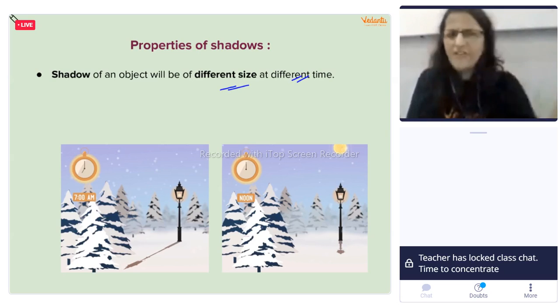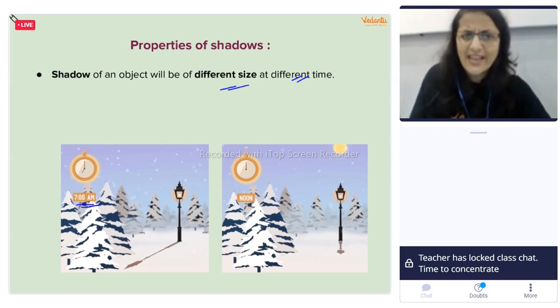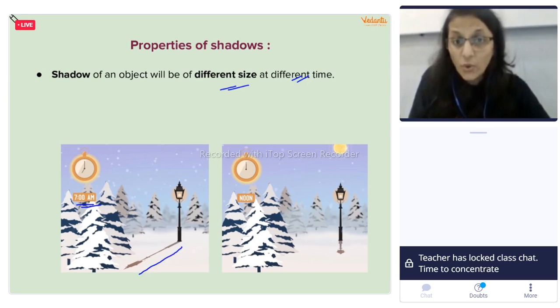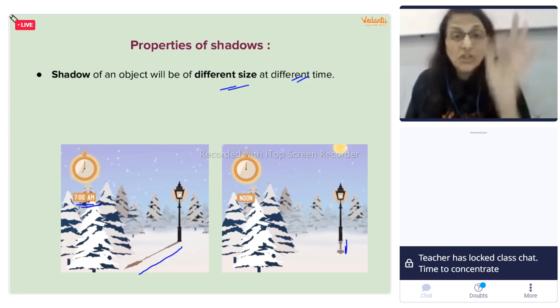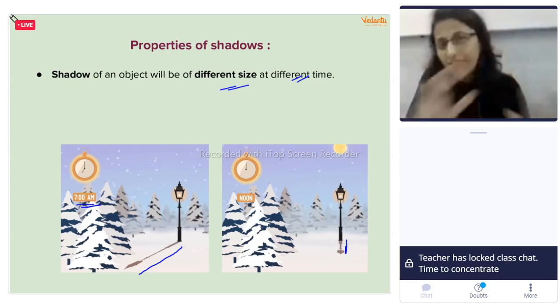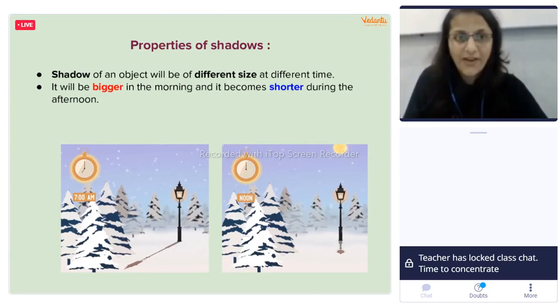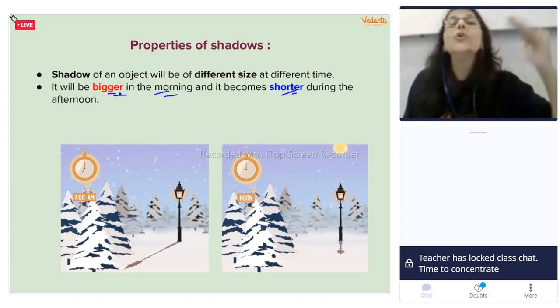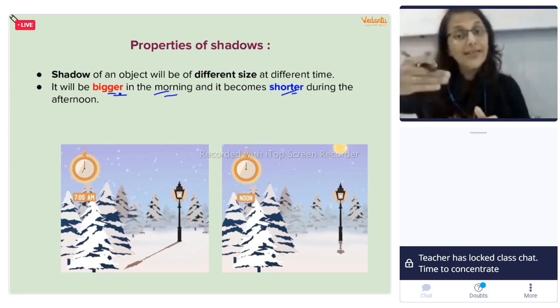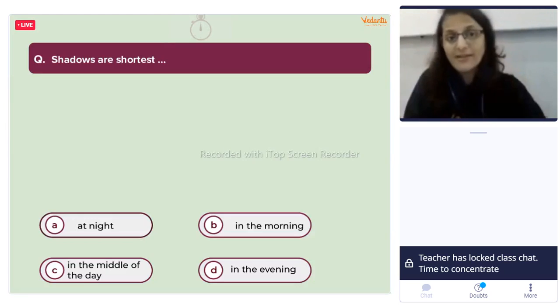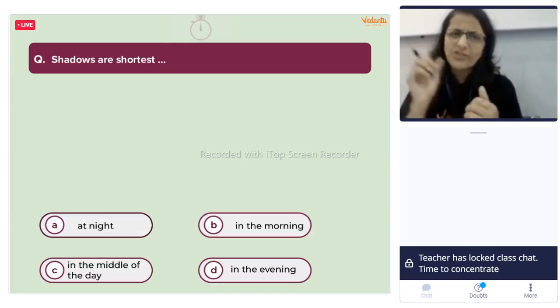Right? So students, the next property is that the shadow of an object will be of different size at different times. Can you see at 7 a.m., where is the shadow? At noon, where is the shadow? Are you getting me? So the shadow is bigger in the morning and it becomes shorter during the afternoon. Is it clear?